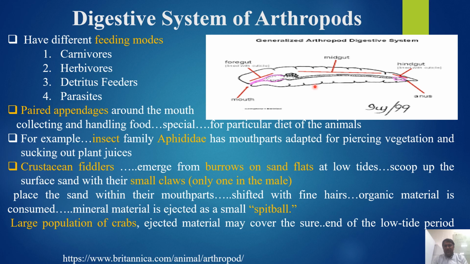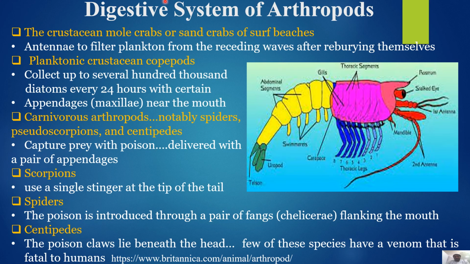You can see in this picture the different parts of the organ: foregut, mouth parts, midgut, and hindgut. So in the digestive system of the arthropods, the crustaceans, small crabs or sand crabs of the surf beaches, are adapted to filter the plankton from the receding waves after reburying themselves.